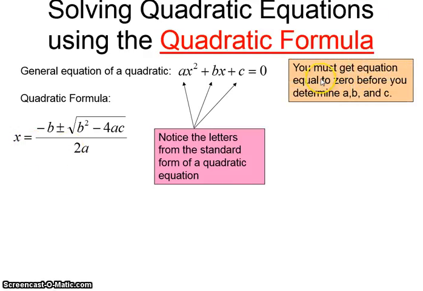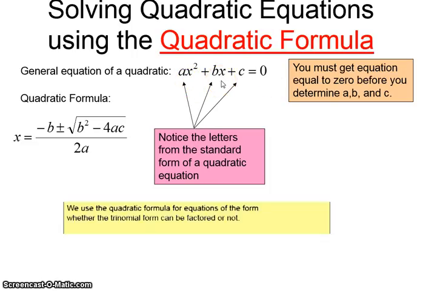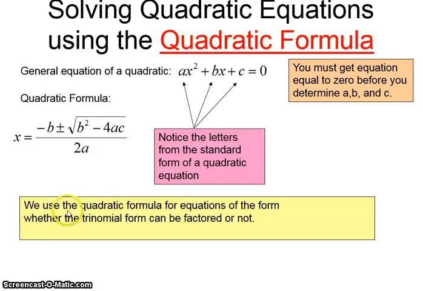Keep in mind that you must get the equation equal to 0 before determining A, B, and C. So it must be of this form. Everything needs to be on one side, set equal to 0. So again, we use the quadratic formula for equations of the form ax squared plus bx plus c equals 0, whether the trinomial form can be factored or not. So you can use this formula whether or not you can factor the quadratic equation. You will always get the answer.